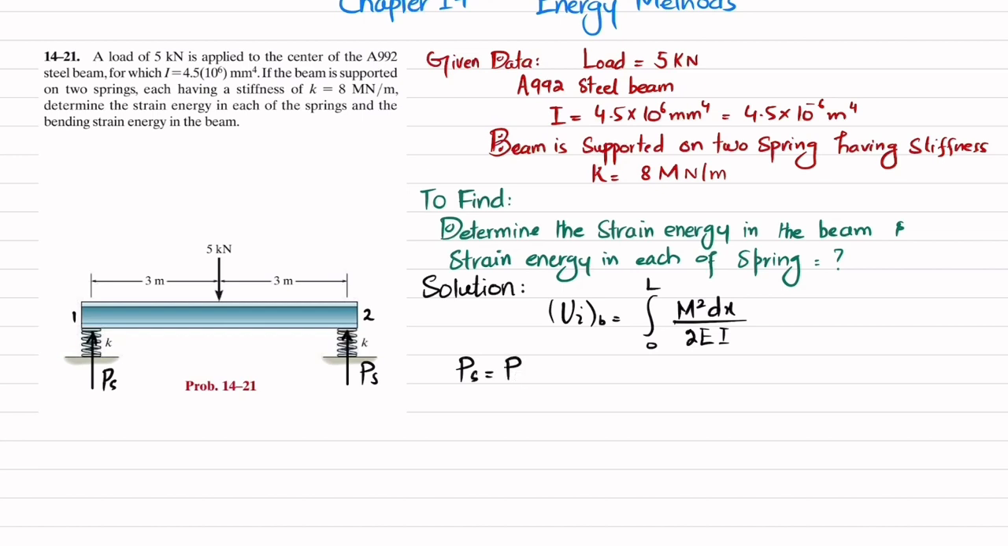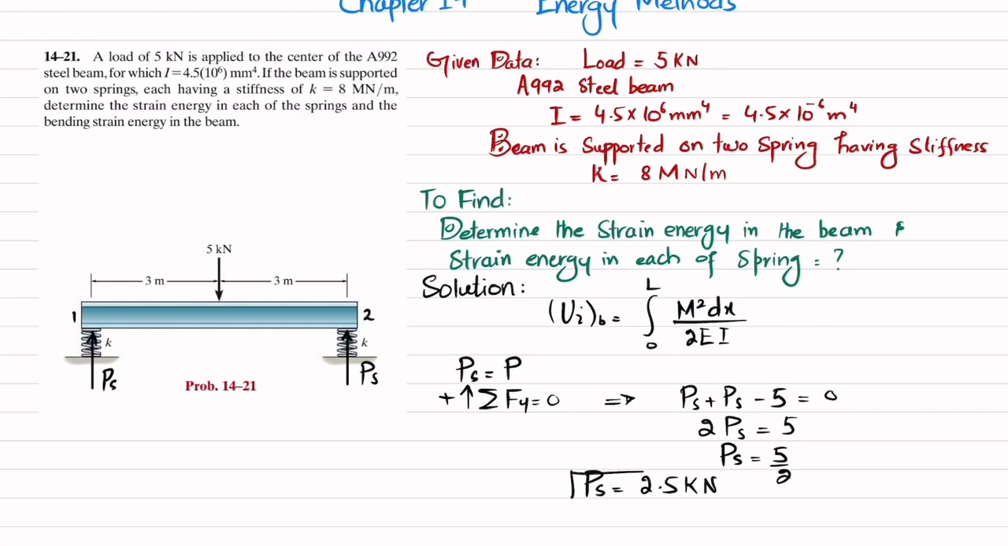We'll find this using the equation of equilibrium: the sum of all forces along the y direction must be equal to 0, with upward force taken as positive. So P of spring plus P of spring minus 5 is equal to 0. So 2 times P of spring is equal to 5, and P of spring is equal to 5 divided by 2, which means the force exerted by each spring on this beam is 2.5 kilonewton.